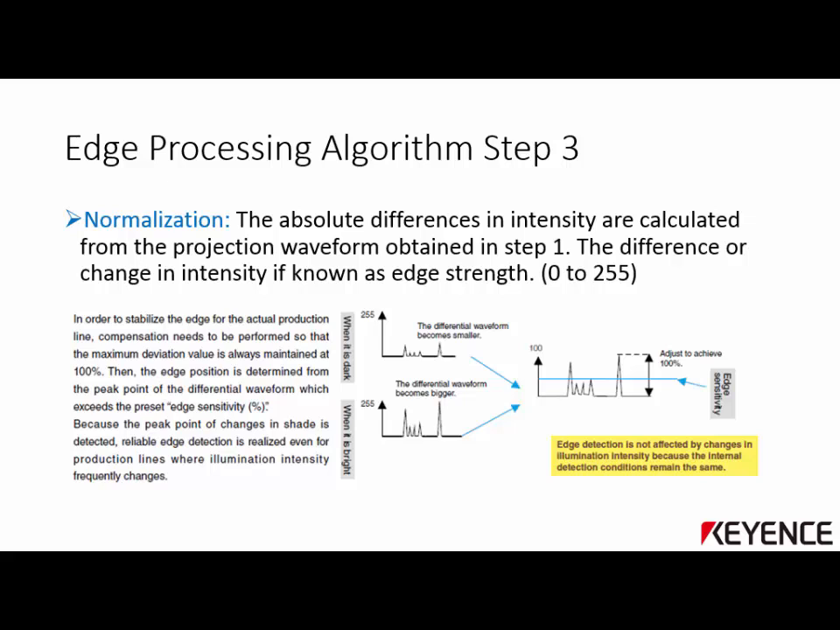The third step in the edge detection process is the normalization of edge strength values. Basically, what this means is the biggest change of intensity detected is normalized to 100%, and all the other edge values are also normalized based off this value as a percentage of the biggest edge. This helps stabilize the edge detection as the maximum deviation in intensity is always maintained at 100%, no matter if the overall image gets darker or lighter. Only edges that pass a threshold called the edge sensitivity percentage, which is a setting in all the edge tools, will be detected as a valid edge.